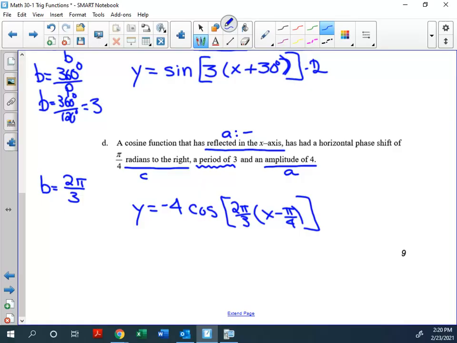So watch out for the B value. It is not the period. It is used to find the period. And if you have the period, you do not have the B value. It is used to find the B value.